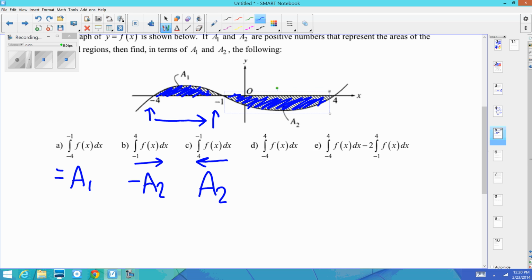All right, negative 4 to 4. Now we're taking into account this whole region, and we're going in our normal left to right fashion. Okay, so we're going to have a sub 1. We're accumulating that. And then we have to subtract a sub 2 because it's below the x-axis.